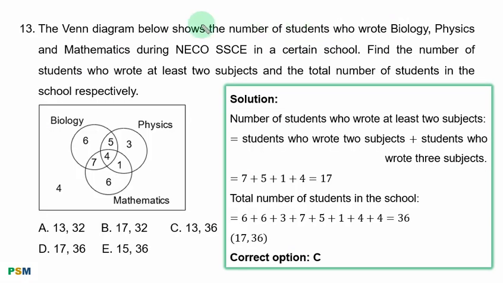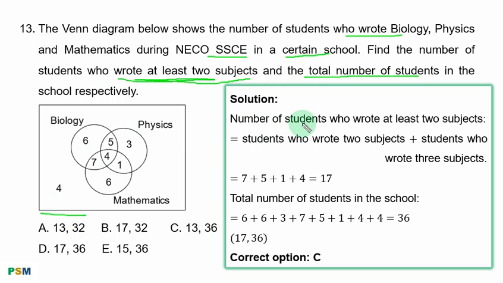Question 13. The Venn diagram below shows the number of students who wrote biology, physics, and mathematics during NECO SSCE in a certain school. Find the number of students who wrote at least 2 subjects and the total number of students in the school, respectively. You have the given Venn diagram.